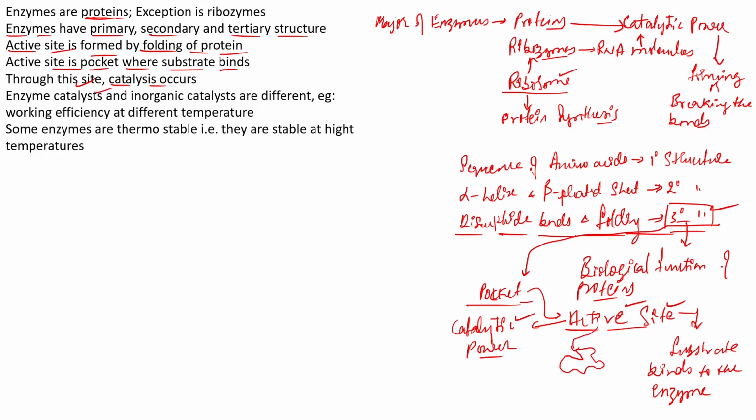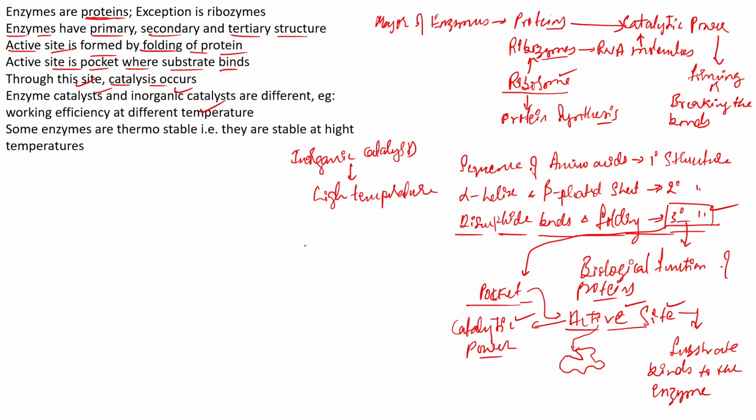Enzymatic catalysts and inorganic catalysts are quite different in their properties. There is one important property that differentiates them, that is the temperature specificity. In the case of inorganic catalysts, they can easily work at high temperatures.